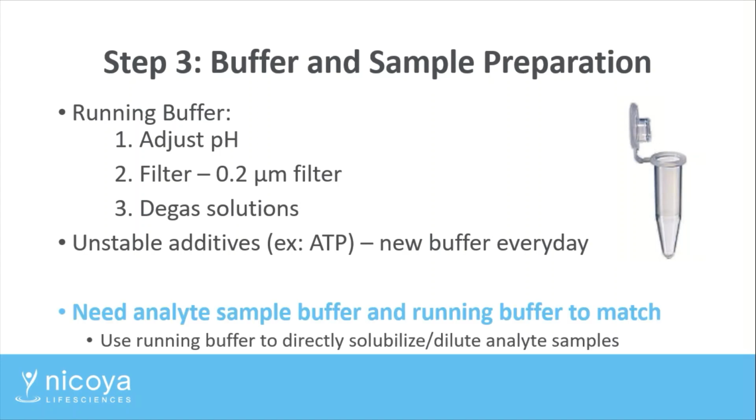The most important thing to remember is that you need your analyte sample buffer to match the running buffer as closely as possible to avoid any background refractive index differences. This means that you want to either directly dissolve or dilute your sample with your running buffer, because if the analyte sample buffer and running buffer do not match, you will see this mismatch appear in your data as a false positive shift. And I'll show you an example of that a little later on in the training.